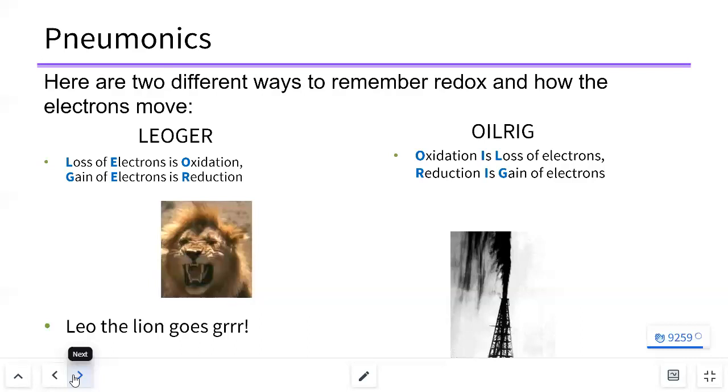All references that you're going to see to these mnemonics in your book are going to be OIL RIG based references. I bring up LEO GER on the left there. That's actually the one I learned when I was in high school. And one of the reasons I learned it is because it is corny as all get out. And you'll be even cornier in about 15 seconds. But sometimes it's the corniest stuff that sticks with you the longest. And so LEO GER breaks down into two parts again. LEO, L-E-O, loss of electrons is oxidation. G-E-R, GER, gain of electrons is reduction. LEO, GER. LEO the lion goes, GER!